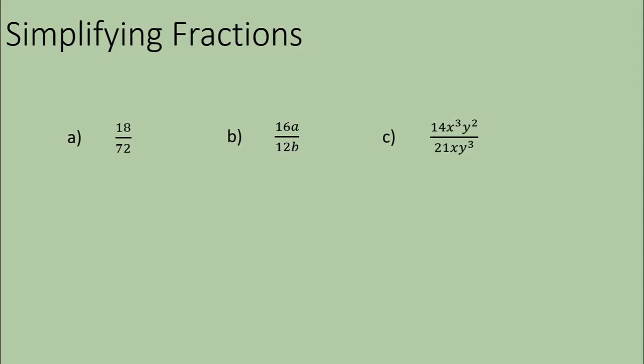These first three examples are fractions which could easily be simplified given that you have the basic background knowledge of how to simplify a fraction. You need to find the highest common factor of both the numerator and denominator and divide both the numerator and denominator by that value.